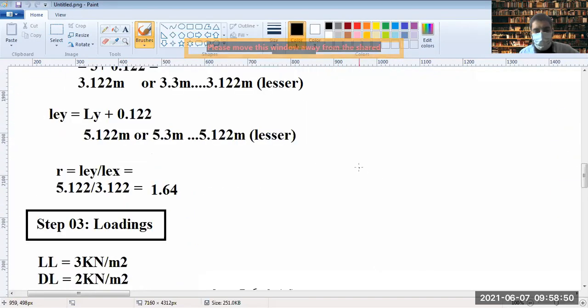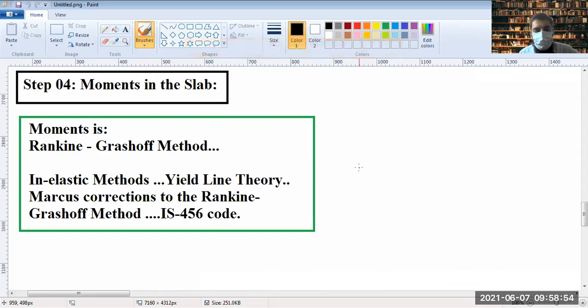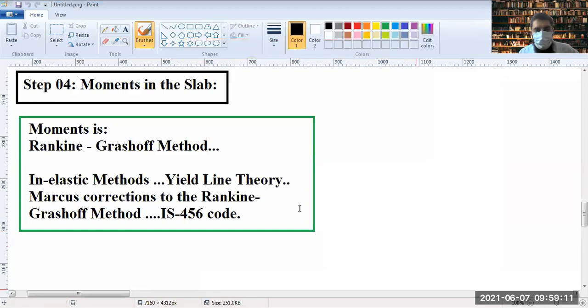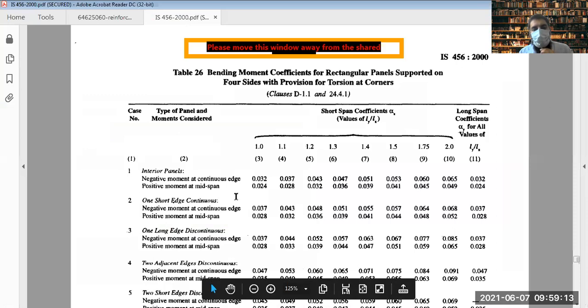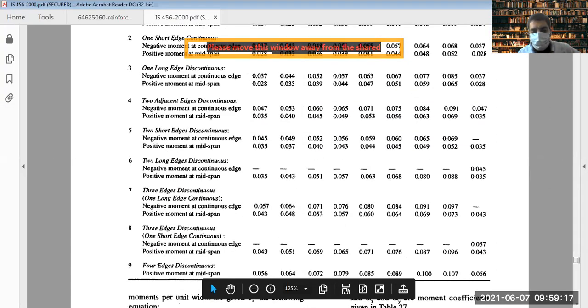How do you determine the moments in the slab? I discussed that you can go through the Rankine-Gross method or through the Marcus corrections, which are actually based on inelastic theories. But we have to implement the code, which is based mostly on the Marcus corrections. So we'll be implementing the code while doing this question, and this is what we are going to use.